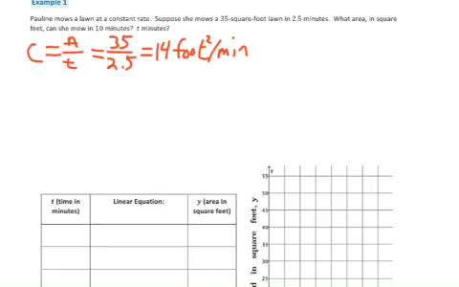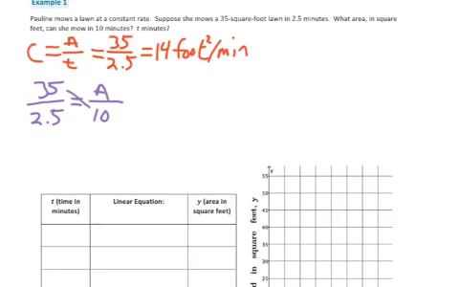Okay. So we now want to know, how much could she mow in 10 minutes? Again, let's use our proportions. Our known proportion is 35 over 2.5. Set that equal to what we don't know. We know she does it in 10 minutes, so that goes on the bottom, but we don't know our distance, or the area covered.